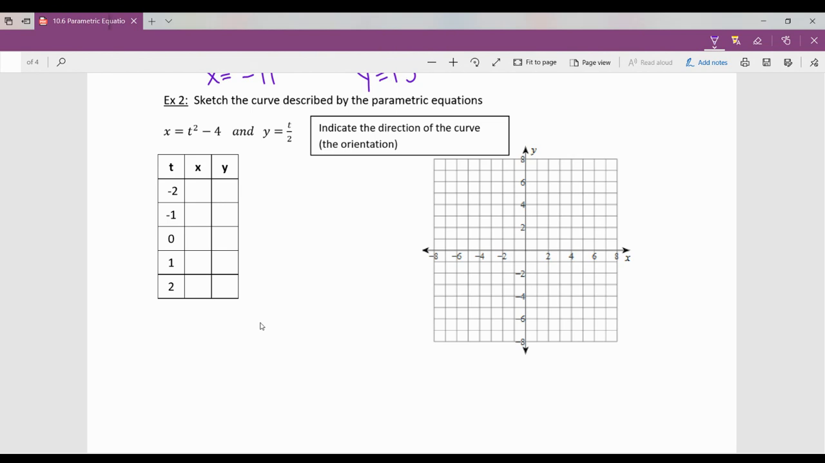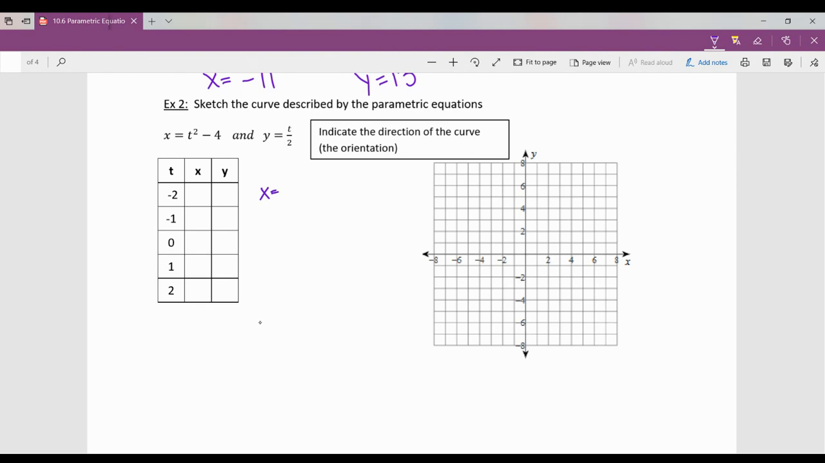All right, so first, t is negative 2. So my x is going to be negative 2 squared minus 4. So that's 4 minus 4, so that's 0. And then my y is negative 2 over 2, so that is negative 1. All right, my next one, x is equal to negative 1 squared minus 4. That equals 1 minus 4, which is negative 3.